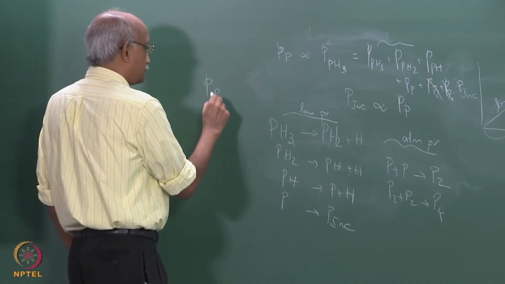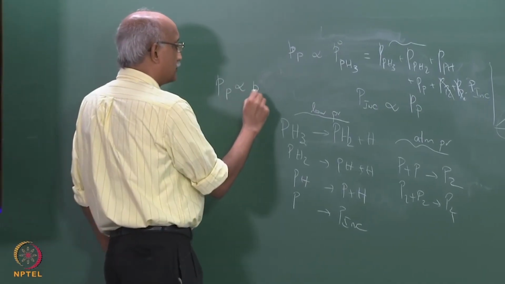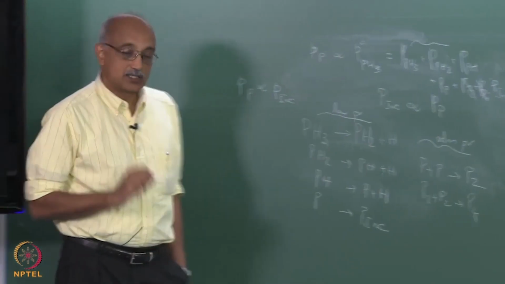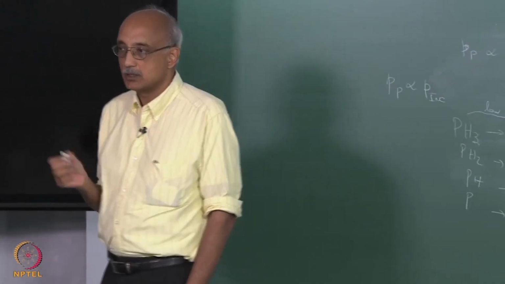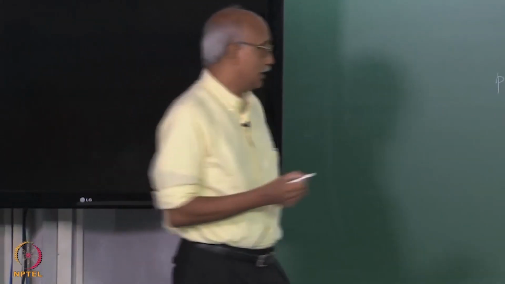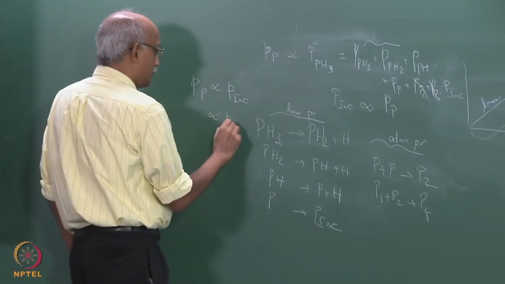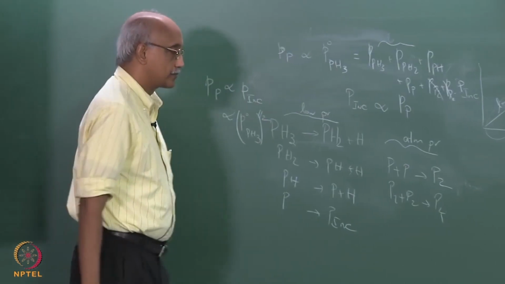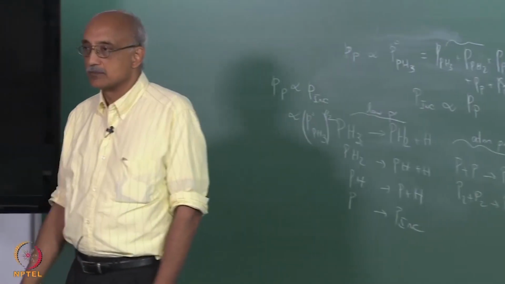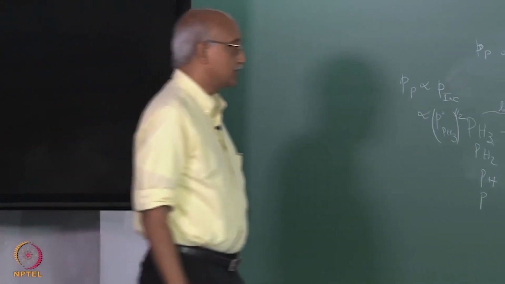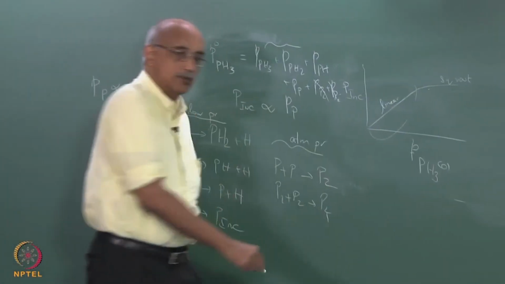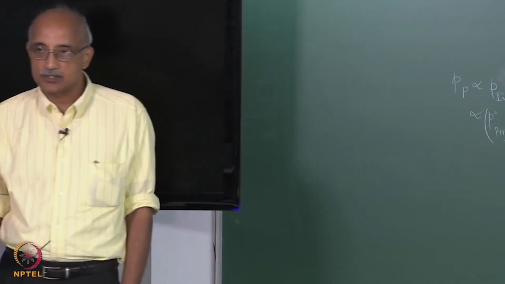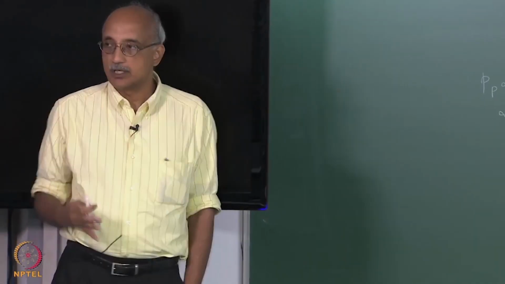P_P, which is really what is proportional to P incorporated, is now not linearly proportional to the incoming or feed concentration, but it is actually now proportional to P0 of PH3 to the power half because of the dimerization reaction. And that is the reason why you see this leveling off behavior. The equilibrium has shifted from PH3 and PH2 being the dominant chemical species to P2 being the dominant chemical species.